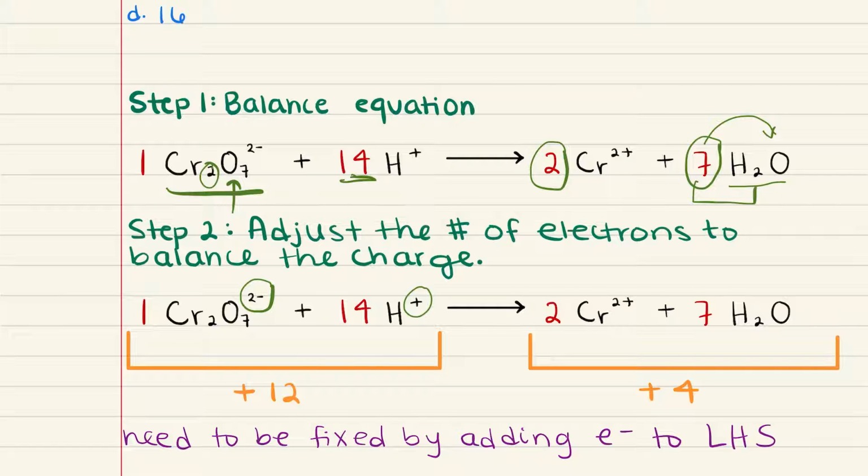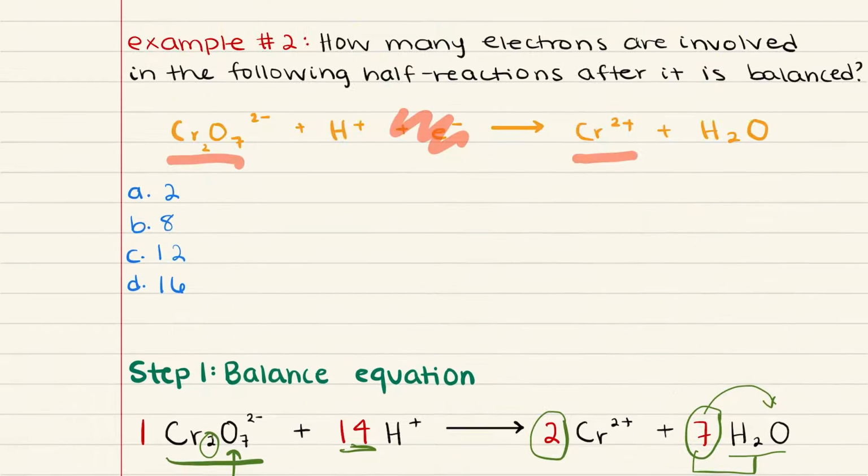In our product side, we have a charge of +2 from each of our 2 chromium(II) ions, which gives us a total of +4 charge. Now, the charges are not balanced. To ensure that the charge is balanced, we're going to have to add 8 electrons to the reactant side so that both sides have a charge equal to +4. So that means we need 8 electrons on the reactant side, which makes the correct answer B for problem 2.